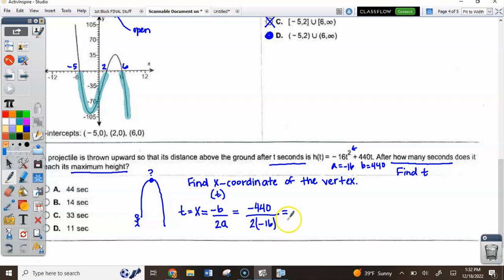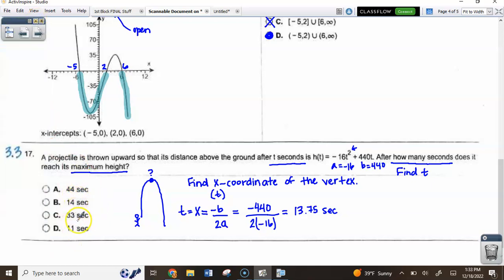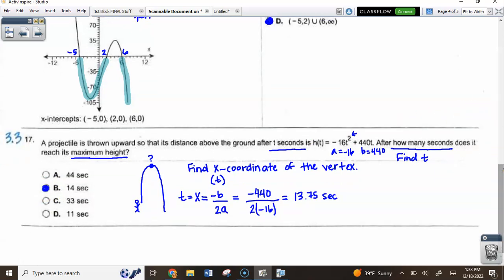You'd go to your calculator and you would divide that, and you get the decimal 13.75, and this was time, so seconds. Now if you look at your answer choices, they're all rounded to the nearest whole number, which is why the answer is B, that it's approximately 14 seconds.